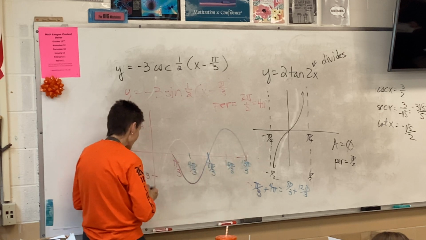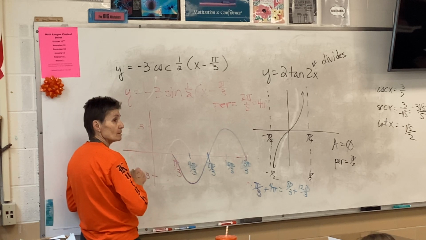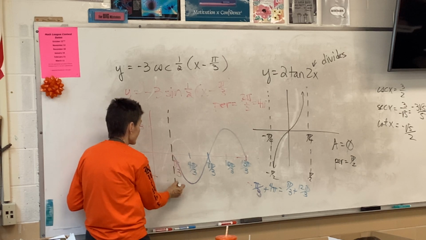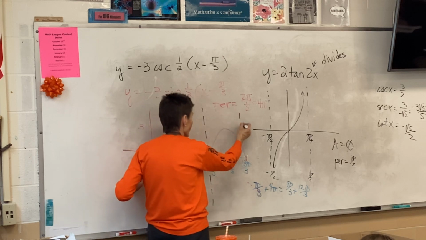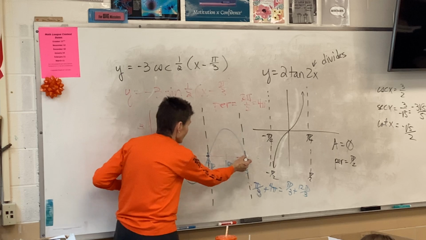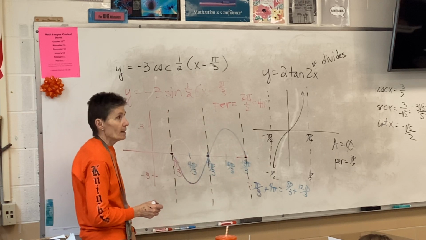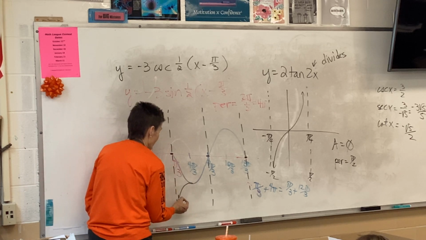Now I'm ready to make it a cosecant. So what do I do? Draw a dash over the zeros. Draw my asymptotes wherever I cross the axis. Those are called the zeros. So here, and here, and here. And then, asymptotes through, flip them.